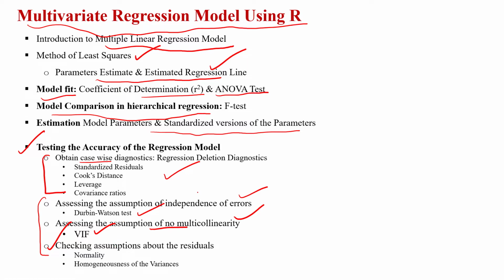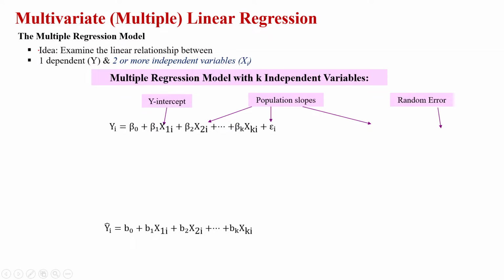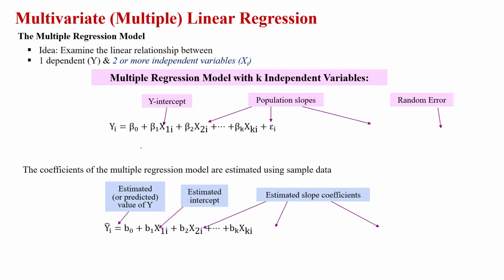So let me first of all start with what the multiple linear regression model looks like. Here we have a multiple linear regression model in which we have one dependent variable and multiple independent variables. And remember, whether we are talking about the simple linear regression model or the multiple linear regression model, your dependent variable must be a quantitative or numerical variable. It should be measurable in an interval scale or a ratio scale.